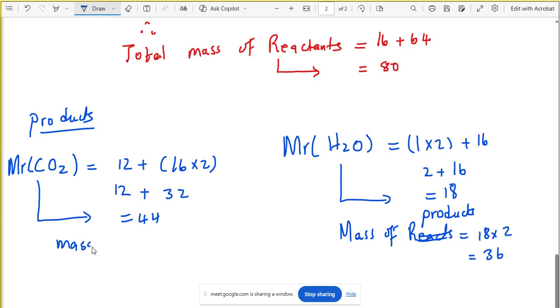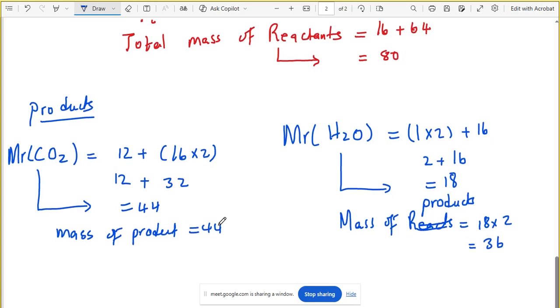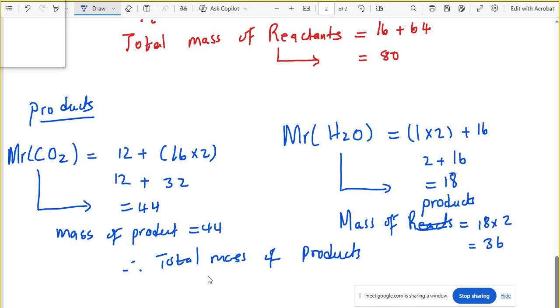This side, we have the mass of the product to be 44. Therefore, you're going to find the total mass of the products. You know what you need to do, right? Add them. You add the 2. 44, you're going to add with 36. So when you add the 2, what do you get? 4 plus 6, that's 10. 40 plus 30, that's 70, which gives us 80, right?